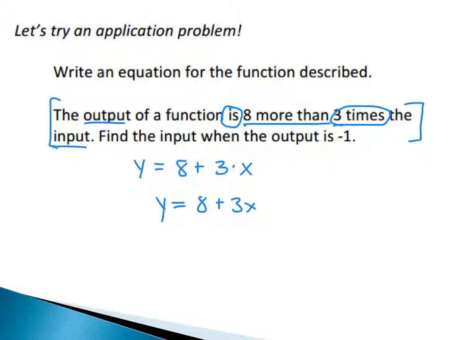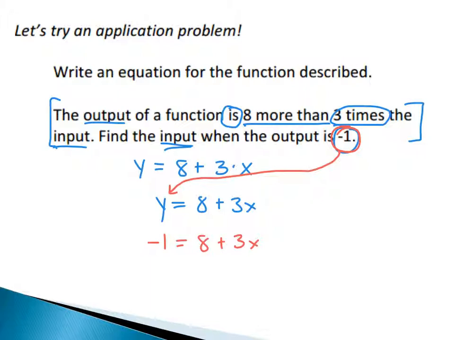Now it says find the input when the output is negative 1. So my output is negative 1. Where does my output go? If I know my output is negative 1, I can plug negative 1 in for my output, which is y. So I have negative 1 equals 8 plus 3x. And now notice what I have here is a two-step equation with x, my input, that I'm going to try and solve for. So what do you guys think I should do first?